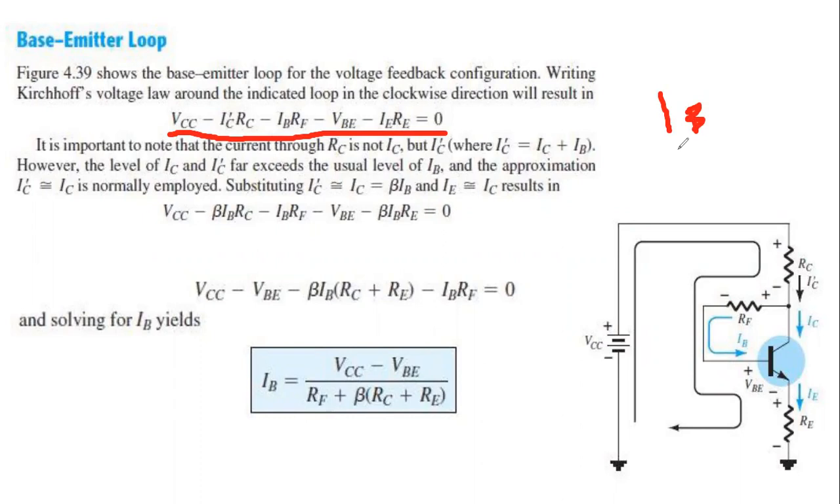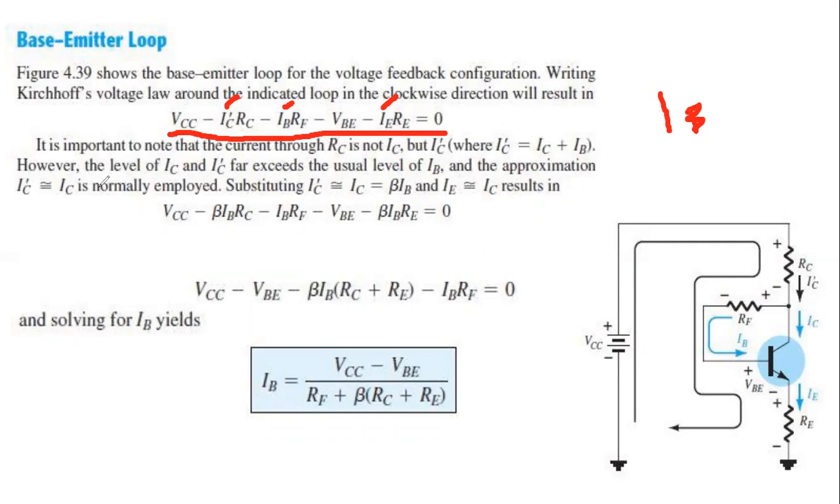Okay, we need to find out the IB. So at that time, we have to replace. You see that there are 3 currents. One is IC prime, one is IB, one is IE. We always see that from the input side, we tend to collect current of IB. So we need to replace this IC prime and this IE.